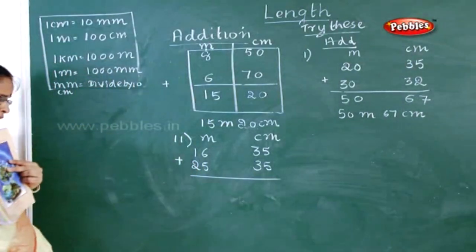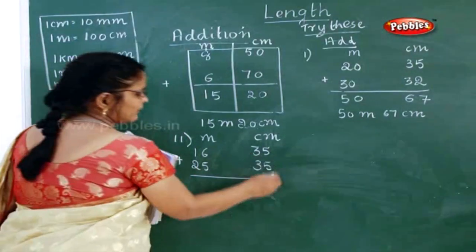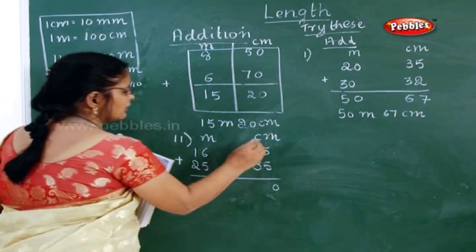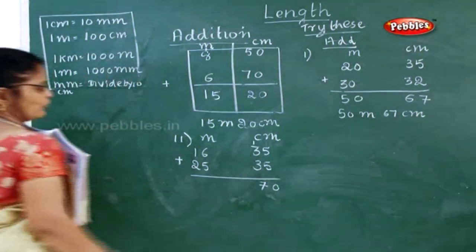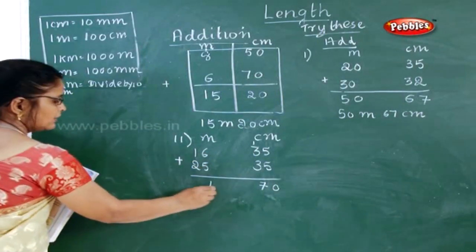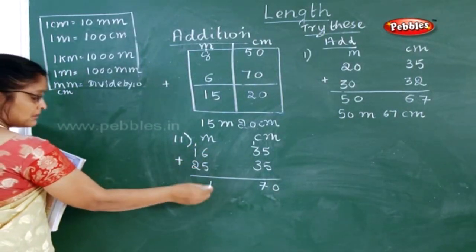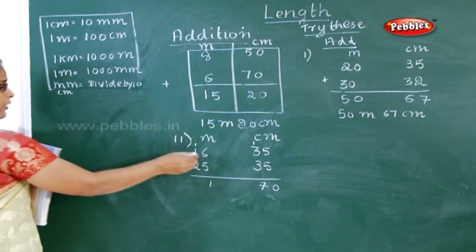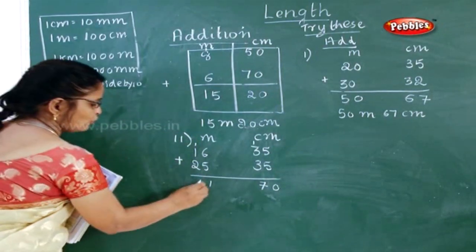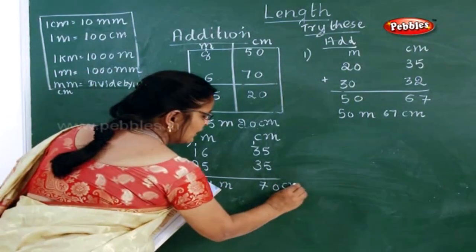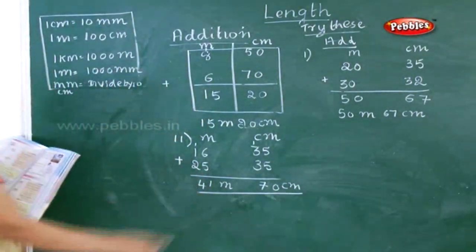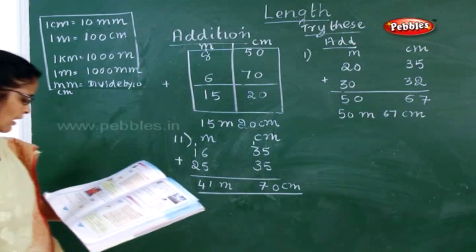Now can anyone tell me how will you add it? 5 plus 5 is 0, 1 here, 3 plus 1 is 4, 4 plus 3 is 7. Now here 6 plus 5 is 11, just put 1 here, 1 plus 1 is 2, 2 plus 2 is 4. So what will you write? 41 meter and 70 centimeter. So this is how you have to do it. Are you clear now?